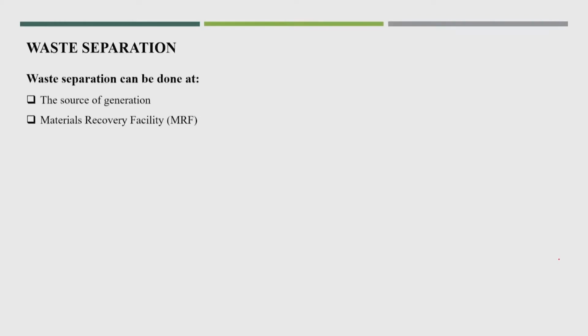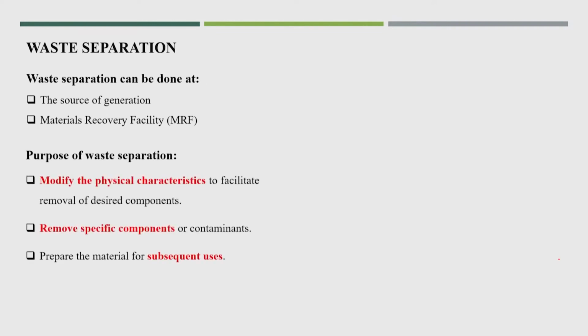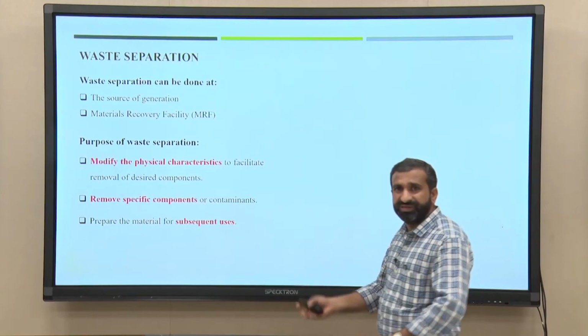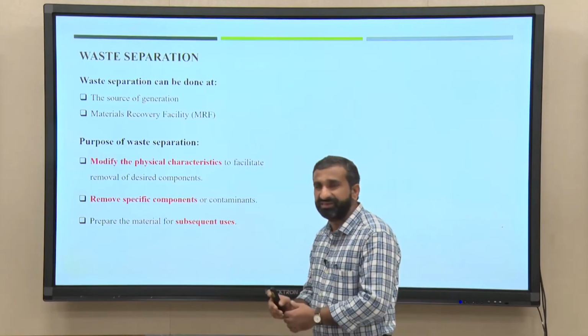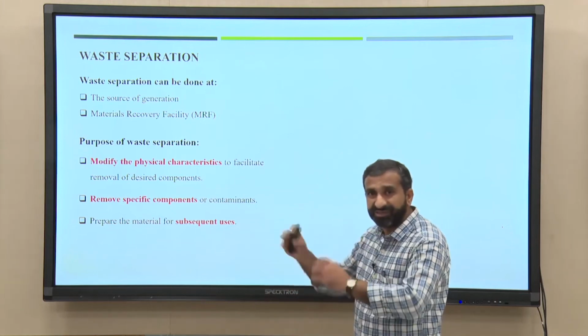Like waste separation, I talked about segregation at the source of generation, at household level or community level. If the quantity is less, then it could be possible. The objective of waste separation, as I told in the previous class also, is to modify the physical characteristics, remove specific components, and also prepare for subsequent uses. For that purpose, you need segregation or separation, even of the dry waste itself.